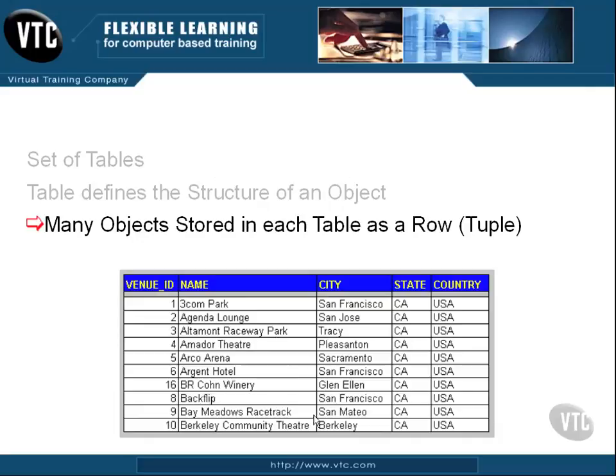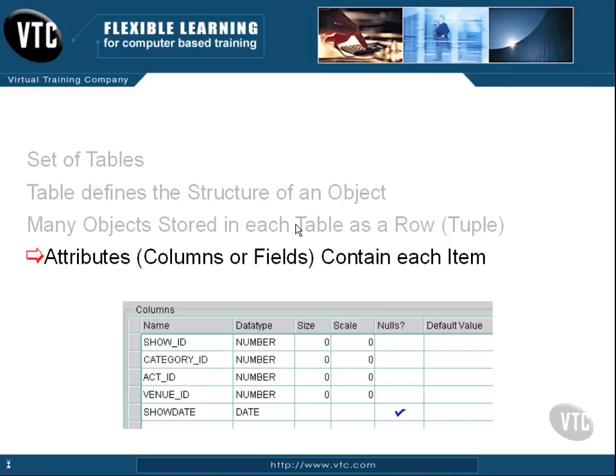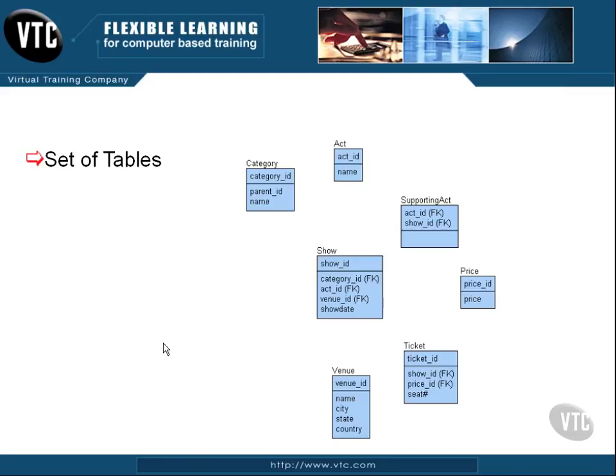Every iteration in the table is a row of data, which is also known in relational database modeling parlance as a tuple. And again, we're actually looking at the table structure here, but we've added in things like data type, size, scale, nulls, default value, etc. This is actually not the venue table, but this is the show table. If we go back again, we'll see that the show table has a bunch of IDs from other tables, actually, incidentally, which you'll understand in a minute, and a show date.